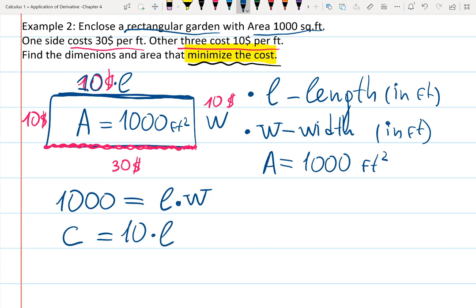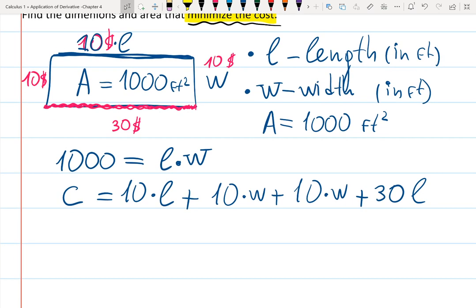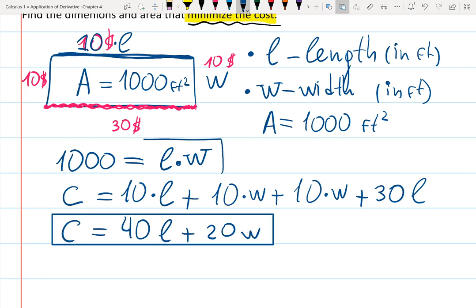Makes sense? Then, what about left sides and right sides? I will have 10 times width for the left side, and then 10 times width for the right side. And then the expensive one will be, right, 30 times length. Make sense? And this is my cost function. Let's simplify it. Cost function becomes 40 length and 20 width. I'll put this in a box. That's my objective function. Those are my constraints I will use soon.